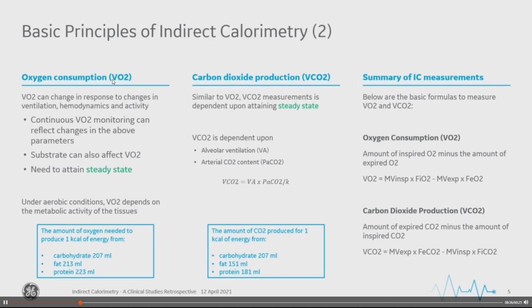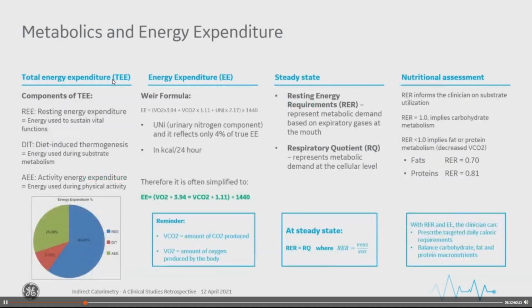With CO2 production, VCO2, it is the amount of CO2 that is expired minus the amount that was inspired or inhaled. So it's just the opposite. So it makes logical sense what the VO2 and VCO2 can inform. And let's move on into how this informs on energy expenditure.